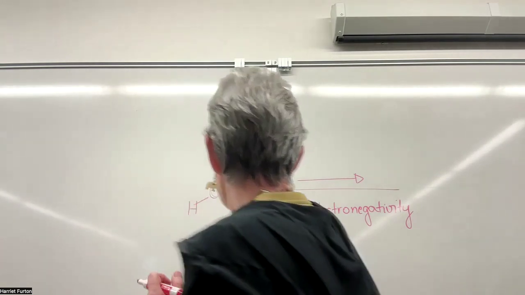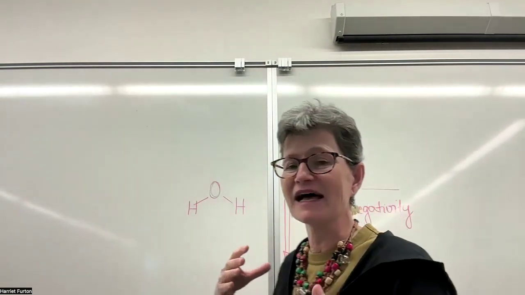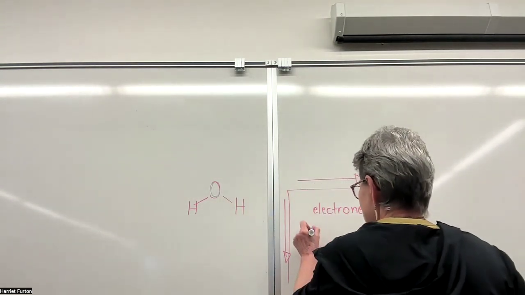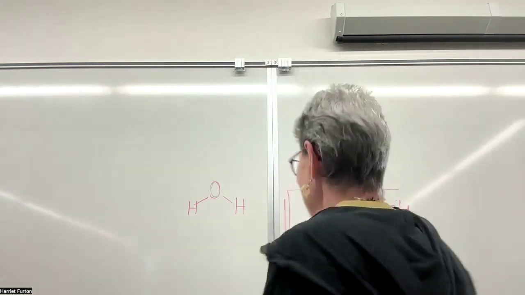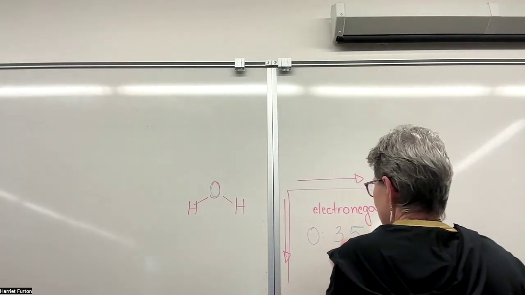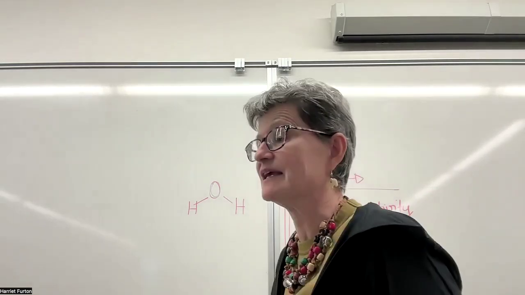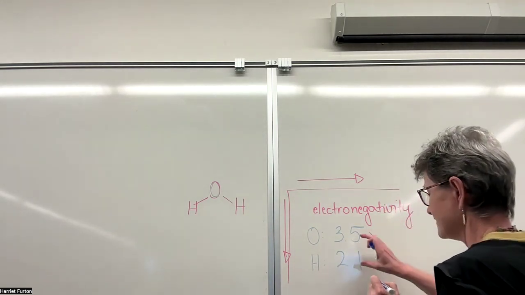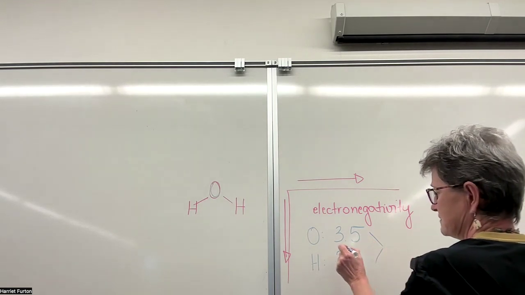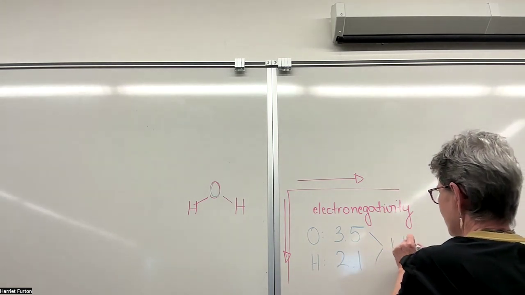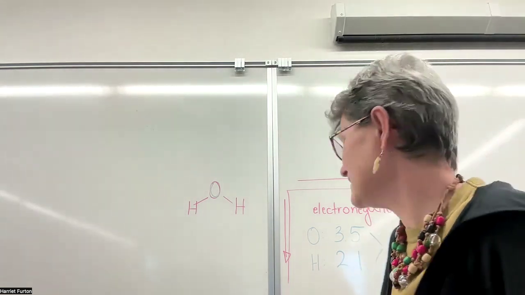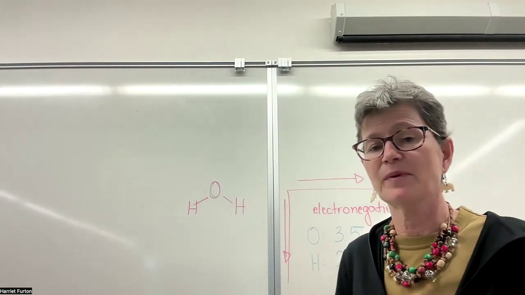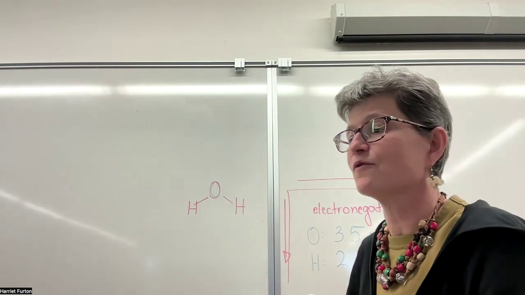There's a periodic table that tells you the electronegativity of the different atoms. For the oxygen, the electronegativity is 3.5, and the hydrogen's electronegativity is 2.1. So the difference between those numbers is 1.4.